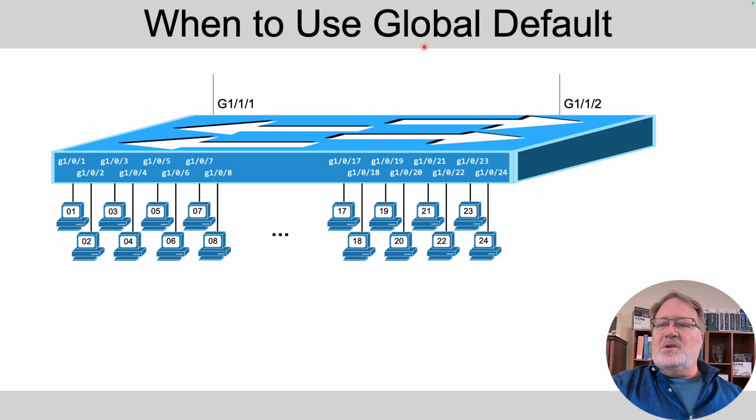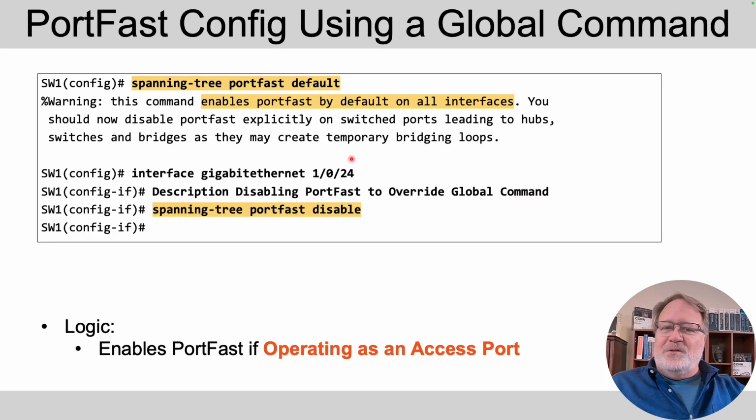You can use a global command that basically sets the default setting for all these ports, and the default can be to enable PortFast, all right? So if you configure this global command, notice we're in global config mode here, spanning-tree portfast default, it says, hey, the default on access ports is now to use PortFast. So that's a pretty common thing to do as well.